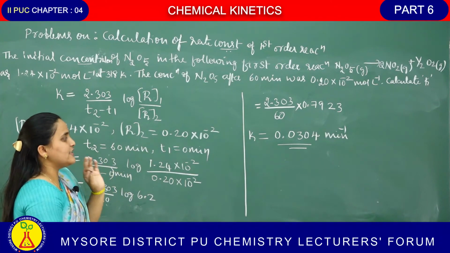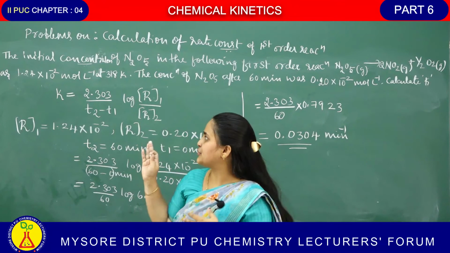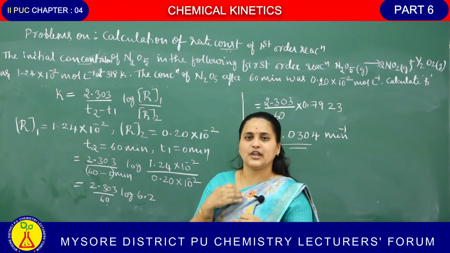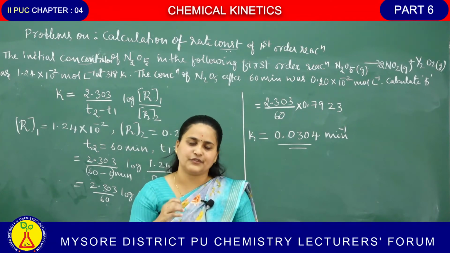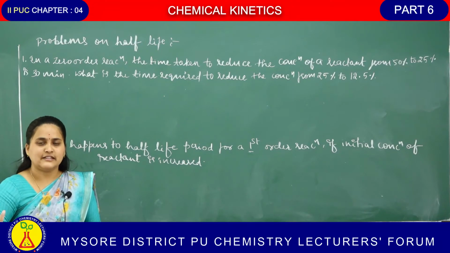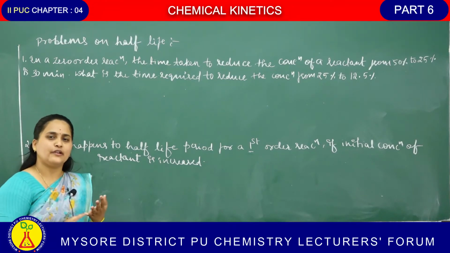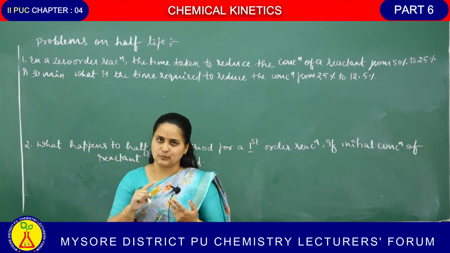Finally K was 0.0304 per minute. In this way we have to solve this problem. Next we have to go for problems on half life of a zero order and half life of a first order reaction. Next we have to discuss problems on half life of zero order and first order reactions.